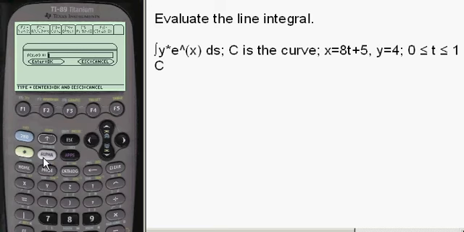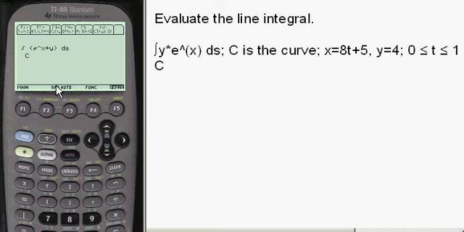And we're going to enter the function here. You have to press alpha first before you enter anything in these entry lines. Alpha, y, times the yellow button here to get to the E, and then the X, and close off the parentheses. Let's see if it's right. Yes, it is. The calculator always does proper mathematical protocol, so it puts the E to the X first and then times the Y, so that's cool.